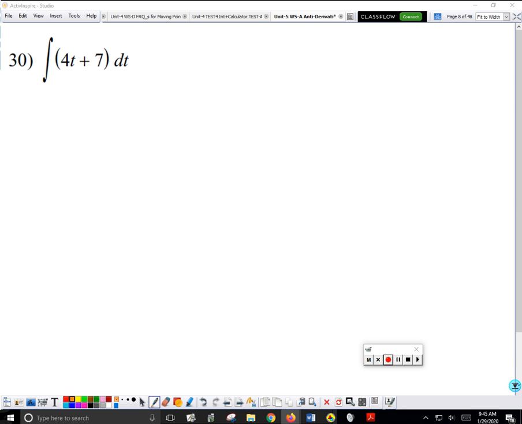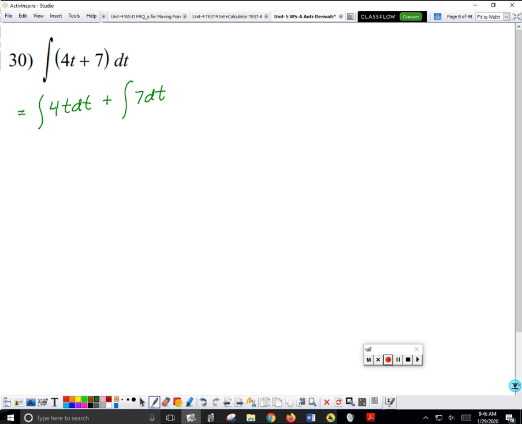Calvin? Split up 4t plus 7. So I write this on my paper, then I write equals antiderivative 4t dt plus antiderivative 7 dt. Just split it apart. Make sure you use the proper notation. You must write the dt. So, question?